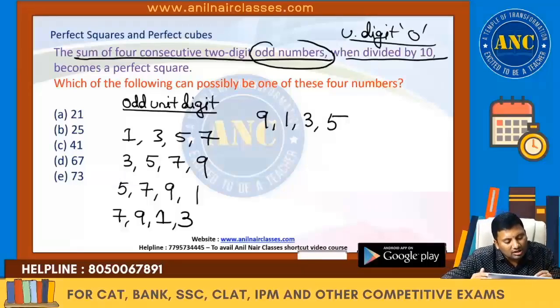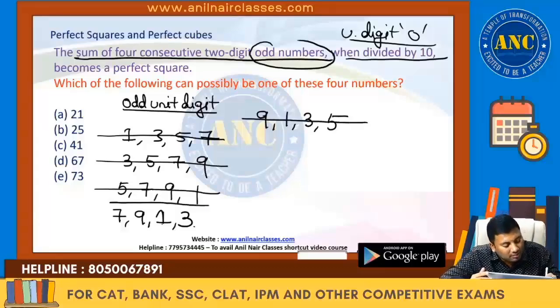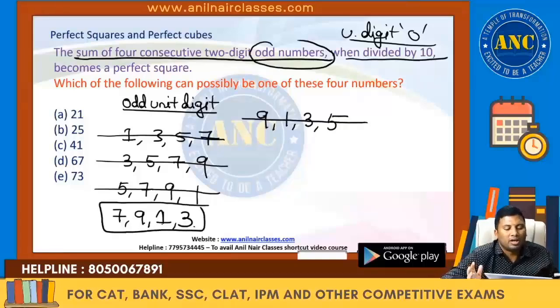Let us see. 7 plus 5, 12, 15, 16, unit digit is not 0. 16, 21, 24, unit digit not 0. 12, 21, 22, unit digit not 0. 16, 17, 20, unit digit 0. 9, 1, 3, 5, unit digit is 8, not 0. So that means 7, 9, 1, 3. Now if you plug in an answer option, easily you get it.